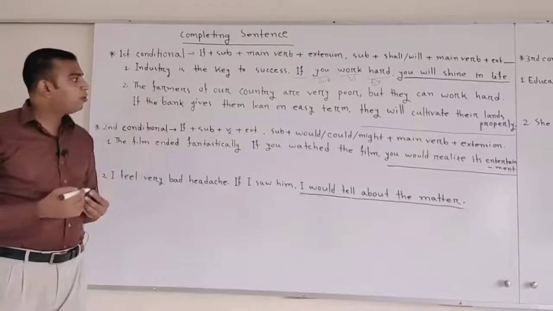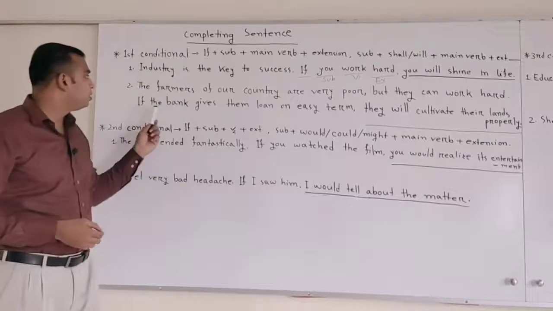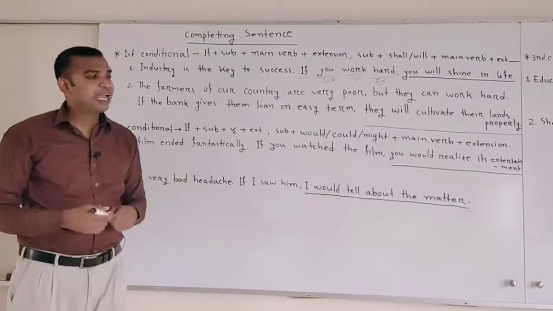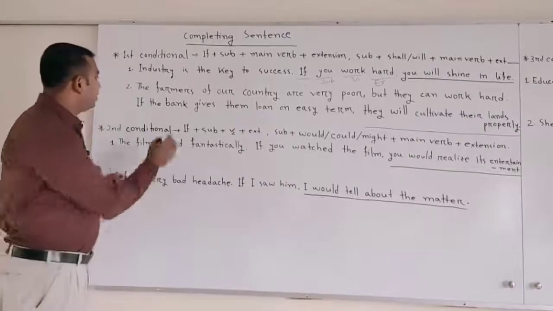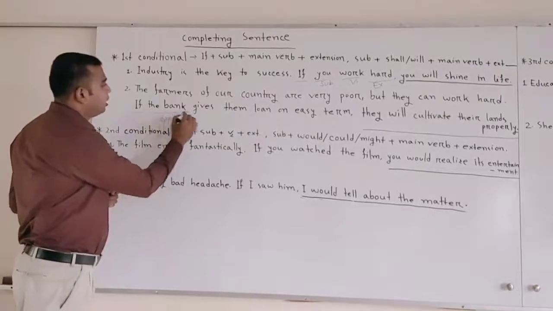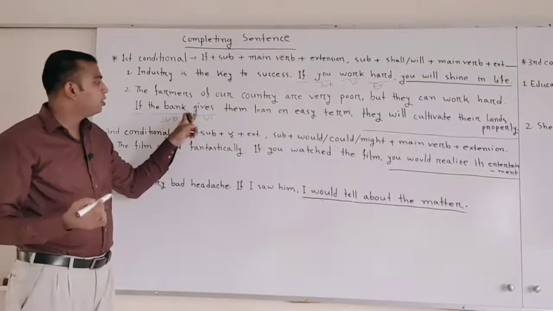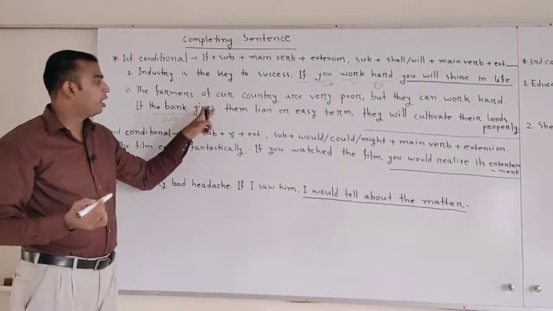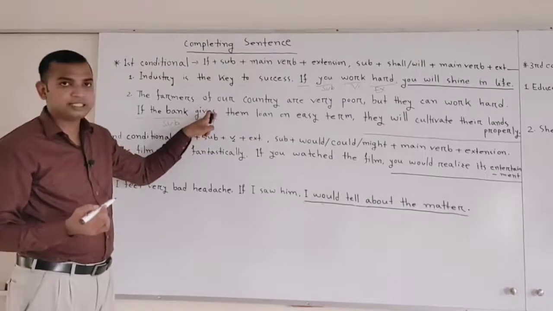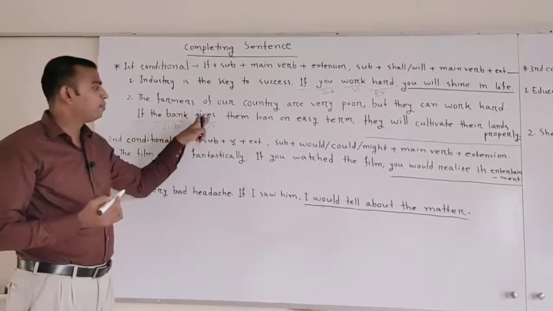The farmers of our country are very poor, but they can work hard. If the banks give them loan on easy terms, they will cultivate their lands properly. Look here, the subject starts here, then the verb is verb 1. As the subject is third person singular, at the end of the verb you find s. When the subject is third person singular, at the end of the verb we have to add s or es.